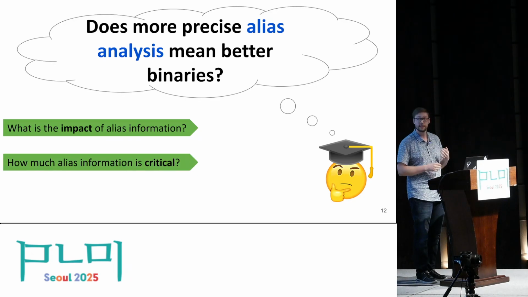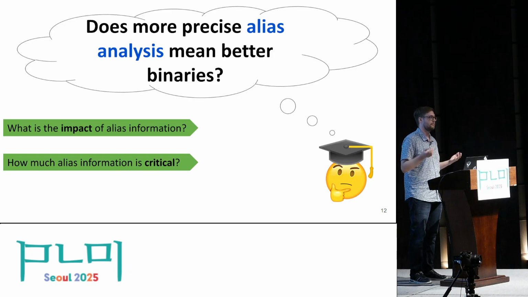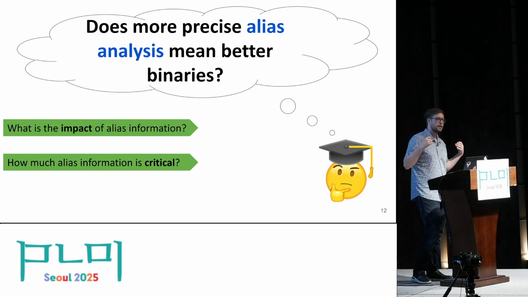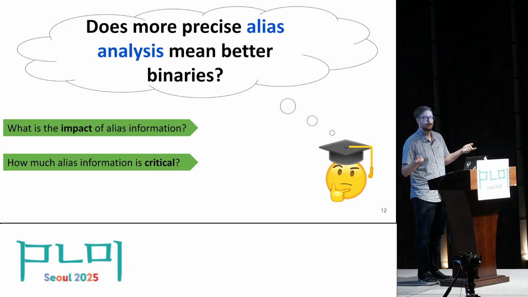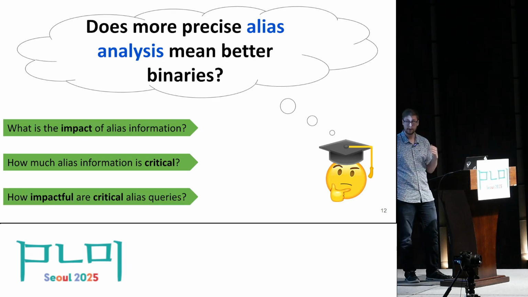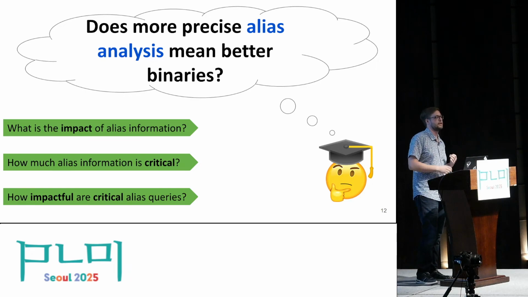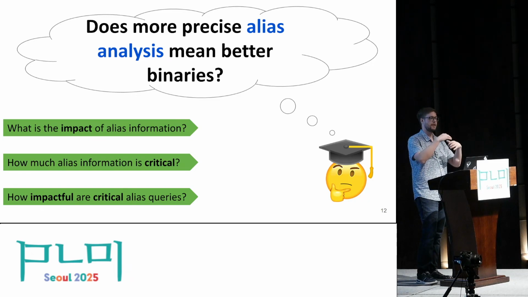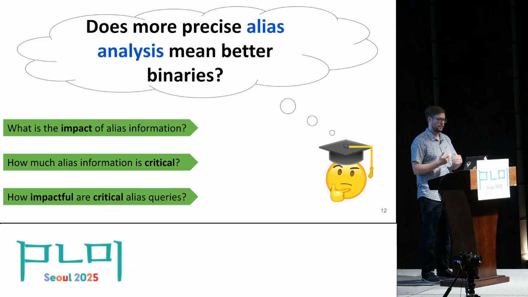Then the second one is, how much aliasing information is actually critical? So how much information does the compiler really need to still achieve the same result? Or if I were to formulate this the other way around, non-critical information is information that we can take away, it doesn't really matter, we don't see an effect. And then our third question is, how impactful are these critical alias queries? This is really about understanding the space in between the two extrema. What happens if we give a bit of information here and take away there, and see what happens.